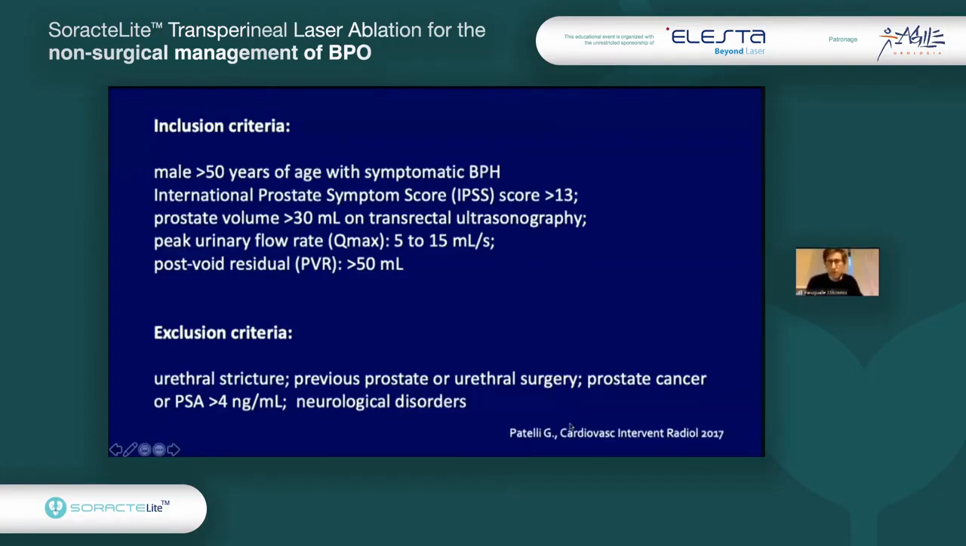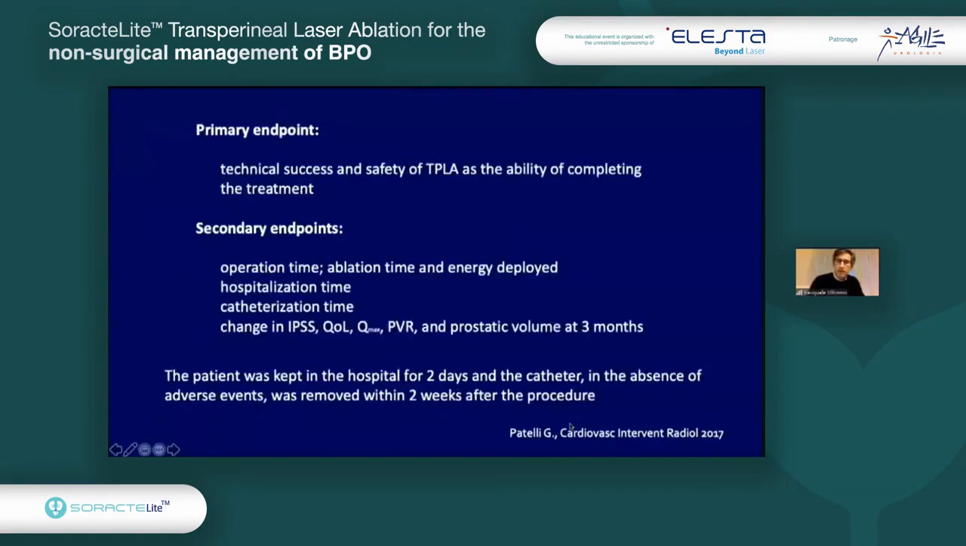The exclusion criteria were urethral stricture, previous prostate or urethral surgery, prostate cancer, or neurological disorders. The primary endpoint was the technical success and safety of TPLA, as the ability of completing the treatment. And there were several secondary endpoints such as the operation time, ablation time, and energy delivered, hospitalization, catheterization time, and change in the IPSS, quality of life, Qmax, PVR, and prostatic volume at 3 months.